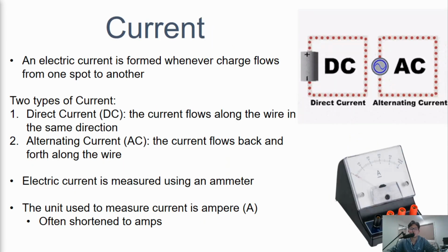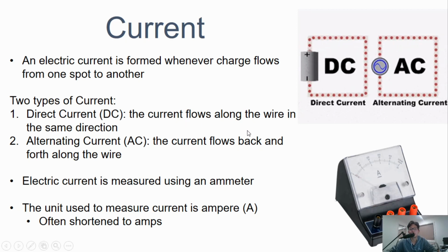So the first important term we need to know in regards to electricity is current. An electric current is formed whenever charge flows from one spot to the other. And there's two important types of current that we need to know. One is known as DC and the other is known as AC. You might have seen these terms before. DC stands for direct current, and it means the current flows along the wire in the same direction. And alternating current, the current flows back and forth along the wire. So if you look at the image on the top right, you can see these electrons moving in the same direction for DC. They're just moving to the right. And AC, it goes to the right and then to the left, it just swaps in between and interchanges.